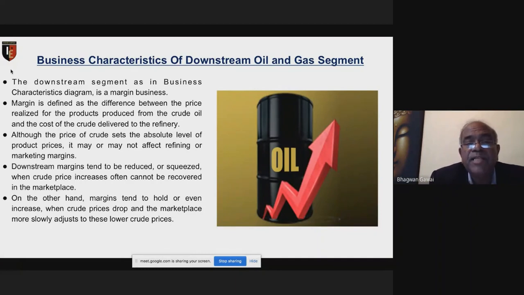Then the price of crude oil sets the absolute level of product prices. It may or may not affect refining or marketing margins, okay? The downstream margin tends to be squeezed when the crude price increases and often cannot be recovered in the marketplace. That means, as per the international prices, daily prices are published, okay? So when any refinery buys crude oil, they have to make sure there is a supply demand situation, and that the crude oil prices they are buying at are in line with the domestic requirement also. You have to do the proper studies and then plan your crude oil import and processing. Okay, so these are the basics.